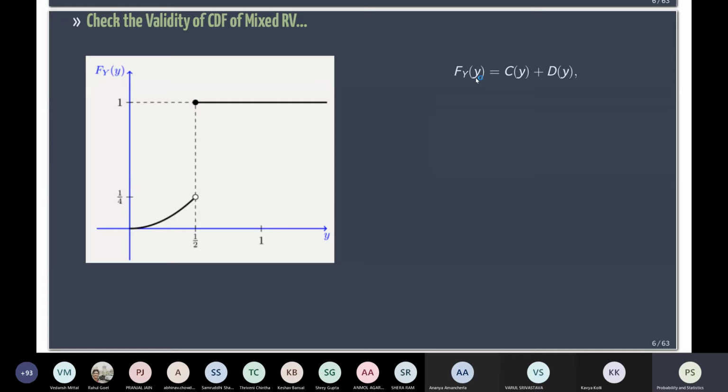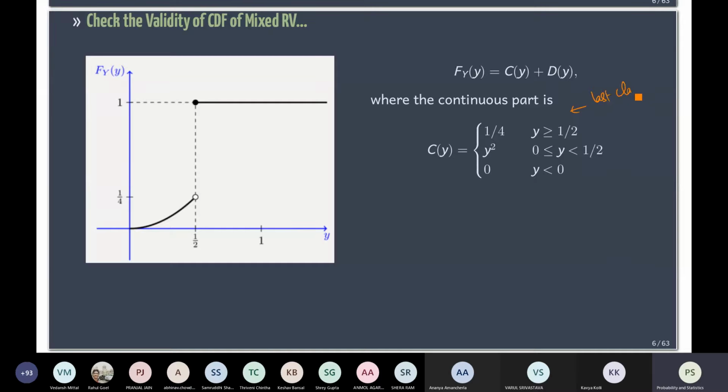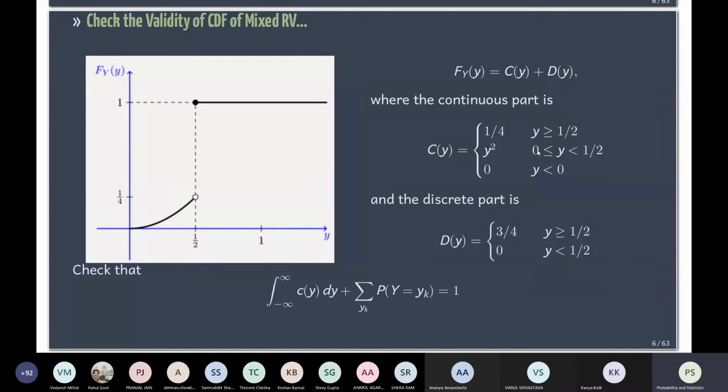So Fy is Cy plus Dy, where the continuous part we know is this. This is something we derived in the last class. And the discrete part is this, right? So that's 3/4. So from here onwards, we should not look into this figure; you make it again, right? So at half, you get a 3/4. So this is your discrete case.